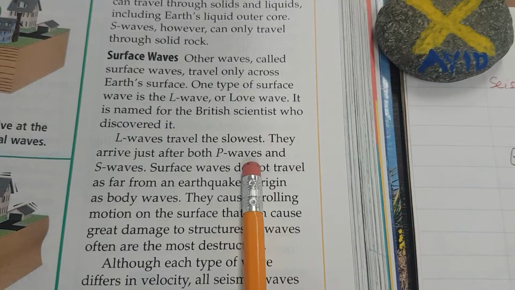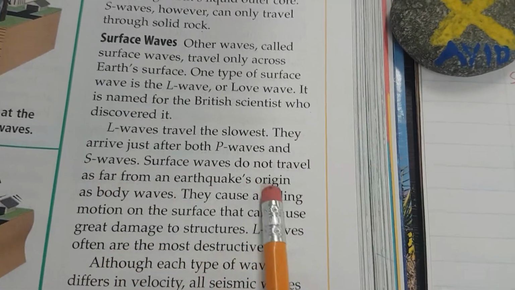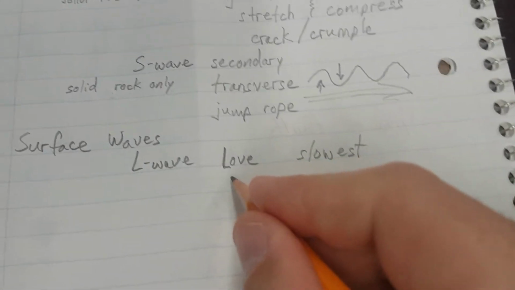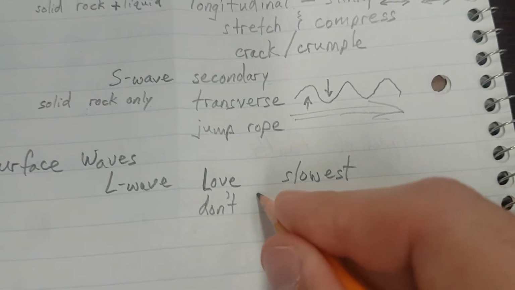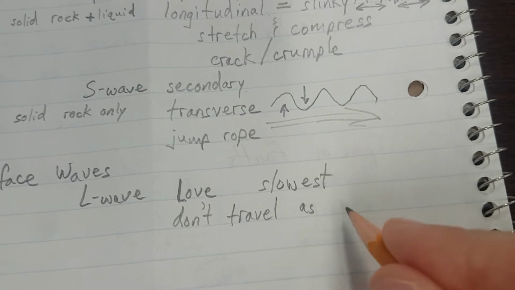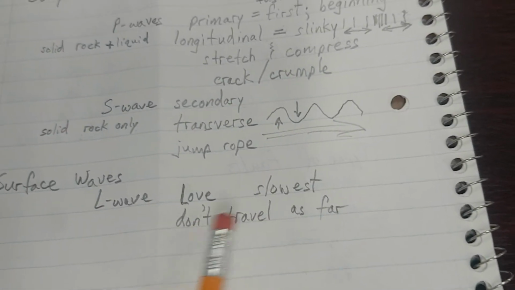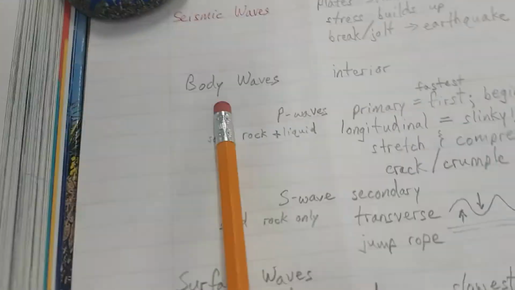They arrive just after the P waves and S waves. Surface waves do not travel as far from an earthquake's origin as body waves. So they don't, D-O-N apostrophe T, travel, T-R-A-V-E-L, as far, F-A-R. And we don't have to do the rest because we can infer they don't travel as far as S waves and P waves, or the body waves.